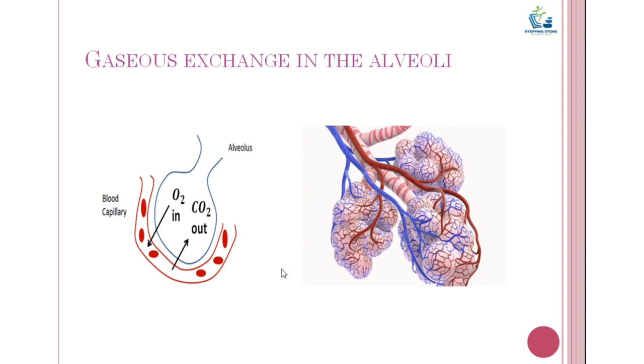Now what happens? Since the alveoli are filled with oxygen, they have a high concentration of oxygen, whereas the blood capillary has a low concentration of oxygen. Since the concentration of oxygen is higher in the alveoli, oxygen diffuses from the alveolus into the blood capillary. This oxygen is carried by the blood to all the parts of the body.